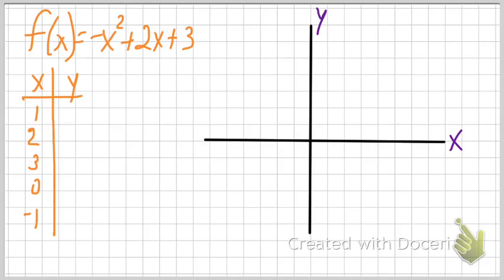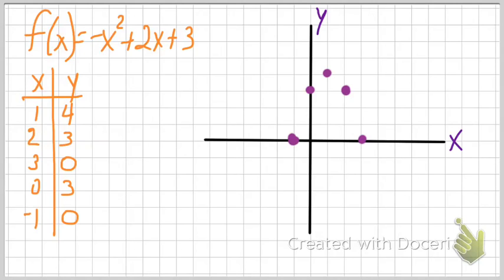Okay, so let's get to sketching this graph. We need some points. We'll plug in these values of x and see what we get for y. 1 meets 4, 2 meets 3, 3 meets 0. When x is 0, y is 3. When x is -1, y is going to be 0. Let's plot these points. We've got our vertex, another point at 2, 3, an x-intercept at 3, 0, a y-intercept at 0, 3, and an x-intercept at -1, 0.